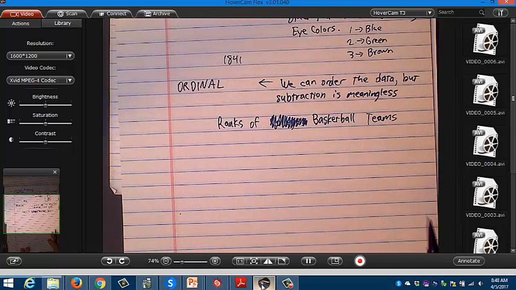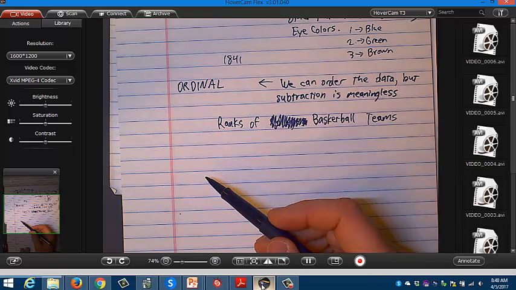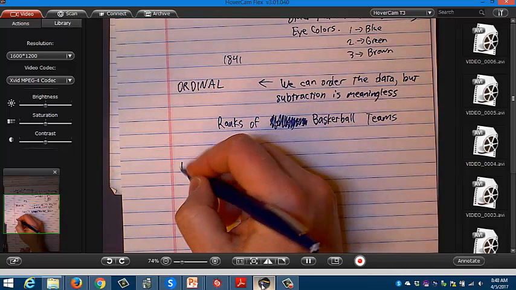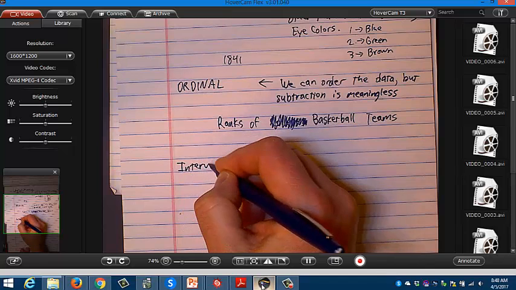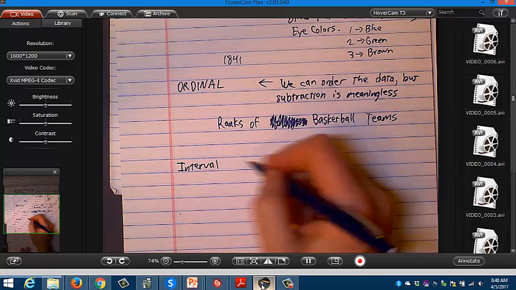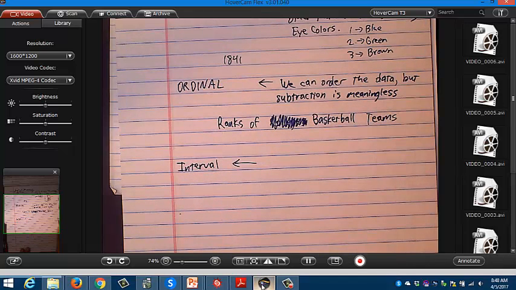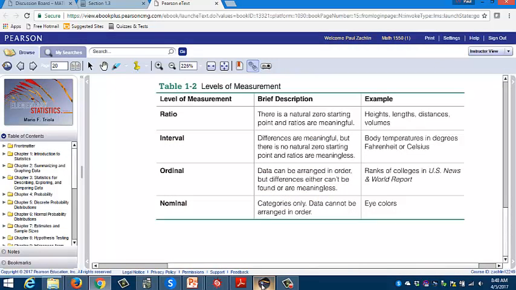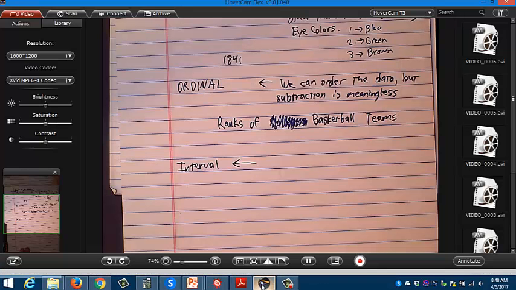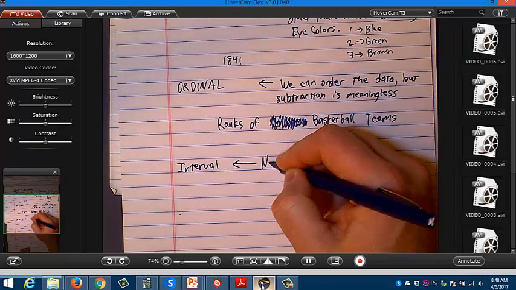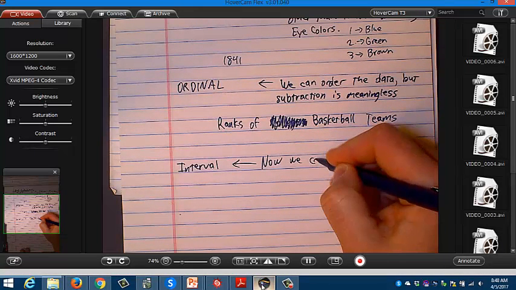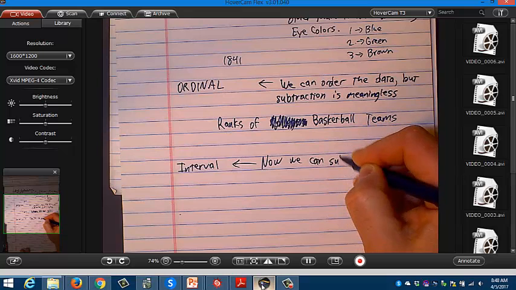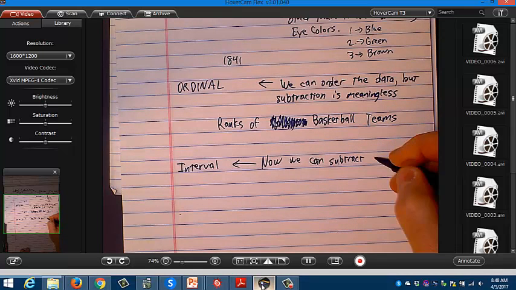Next. More than ordinal would be interval. This is a higher level of measurement than just being able to order the data. Okay? So here it says, differences are meaningful. Do you know what the word difference means? Yeah. Now we can subtract and learn things.